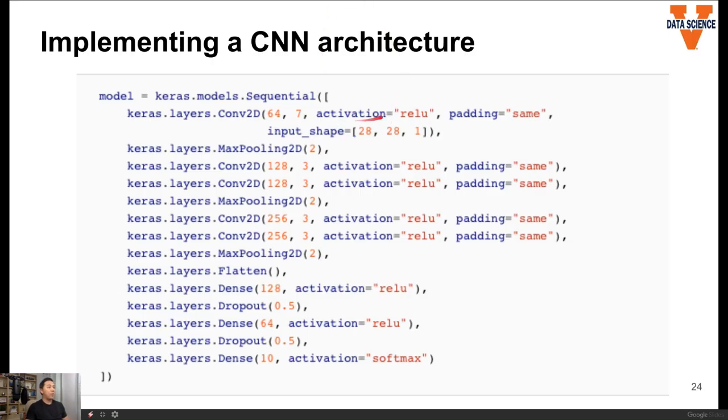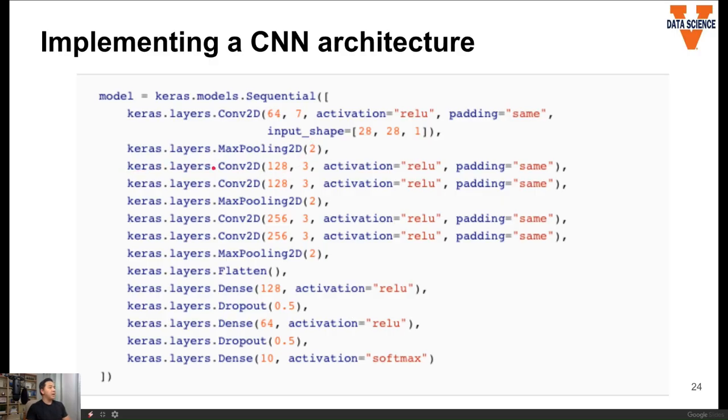And then you can specify the activation and what kind of padding. Here I use same, so I don't want to shrink my input size. And then I feed in the input shape, in this case a 28 by 28 dimension, and it's a grayscale image, so the third dimension will be just 1. And then after that, I feed a max pooling layer with 2. So this is a 2 by 2 operation. What happens here, like you see in the example, is it's going to shrink the input by 75%, or shrink by half in width and half in height.